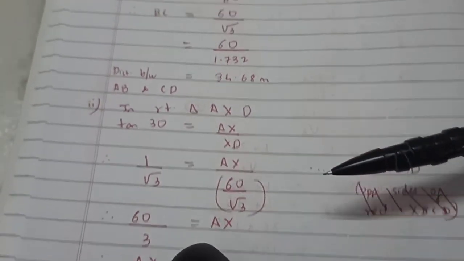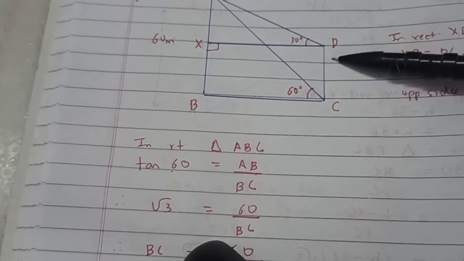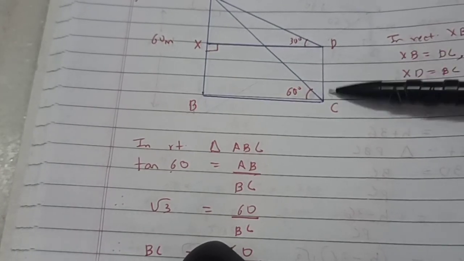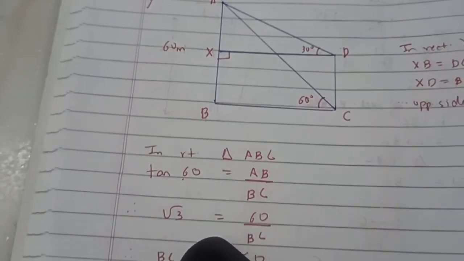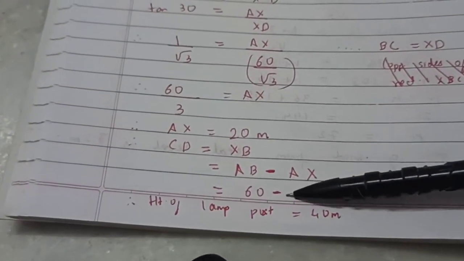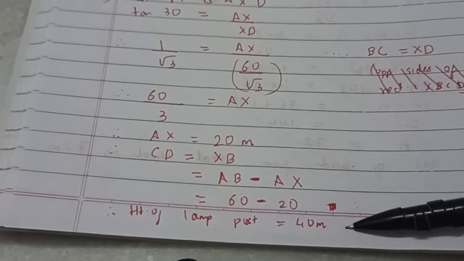But the sum is not done yet. We need to find the height of the lamp post, that is DC. Now DC is equal to XB and XB is equal to AB minus AX. So do AB minus AX, that's 60 minus 20, and the answer is 40 meters.